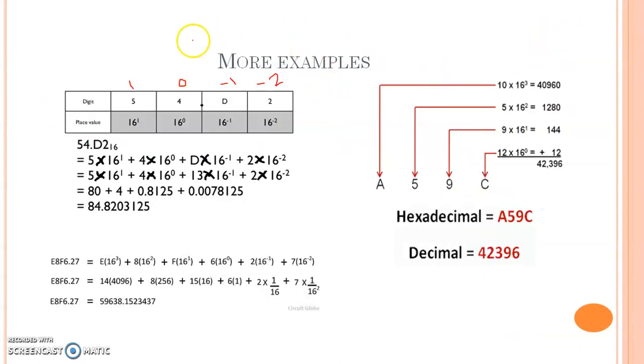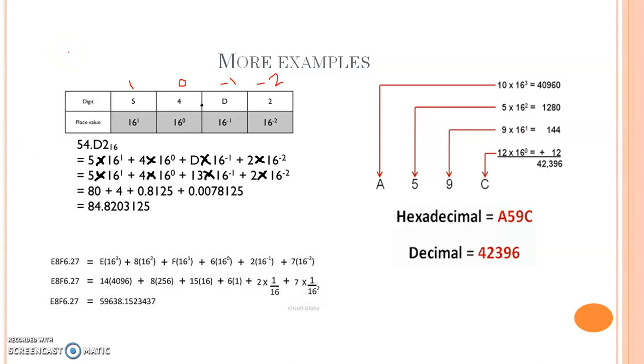And this is 80 plus 4 plus 0.8125 plus 0.0078125. So which will give you 84.8203125.